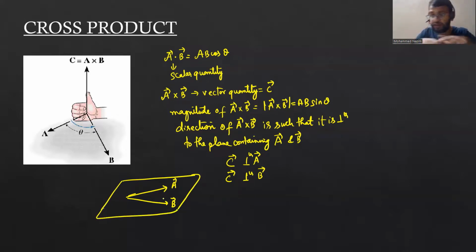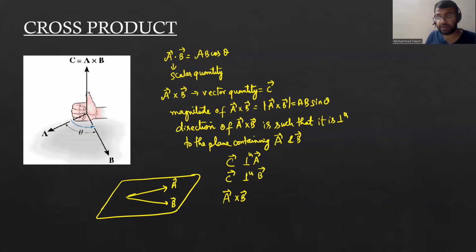Both are in the plane of the book, correct? You have drawn, you are writing, isn't it? And you have a page placed on the table. Now you want to find the A cross B direction. How do you find it? First, you point the four fingers of your right hand in the direction of A, and then you rotate them towards B. Then the thumb will give you the direction of A cross B.